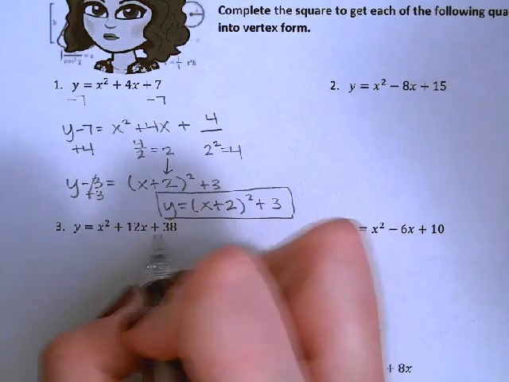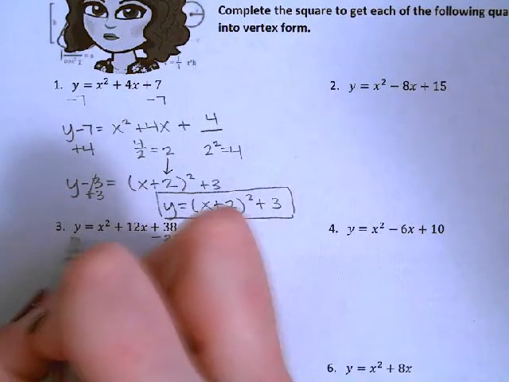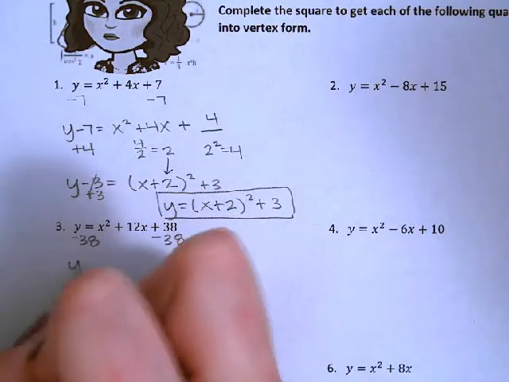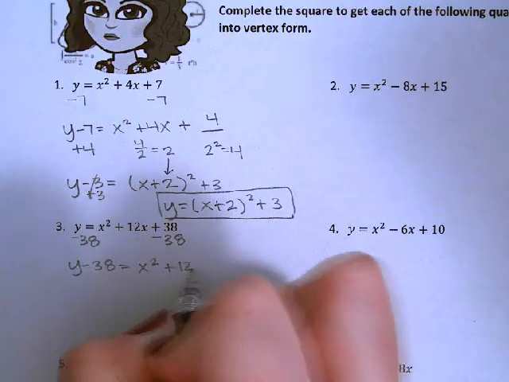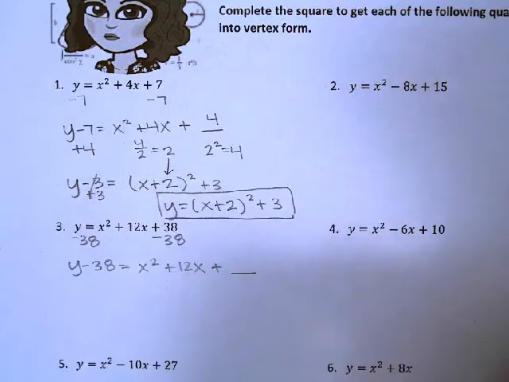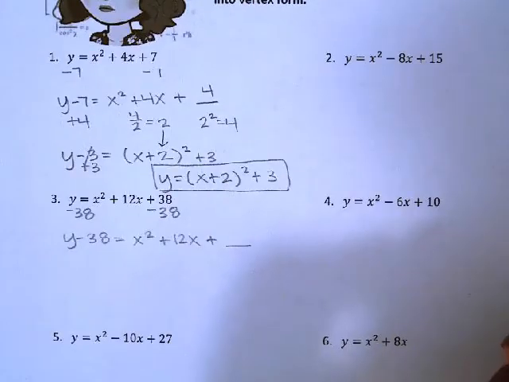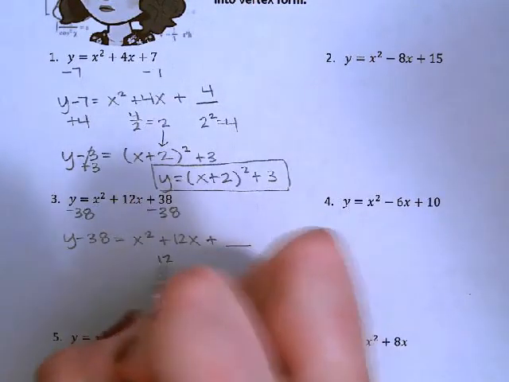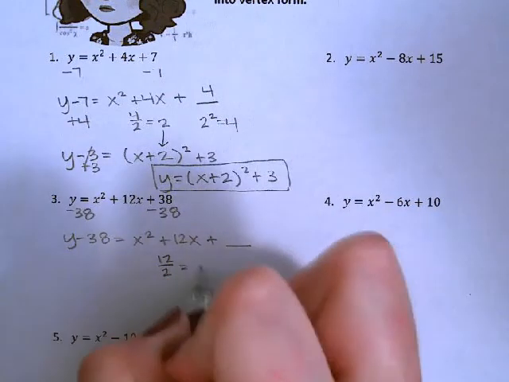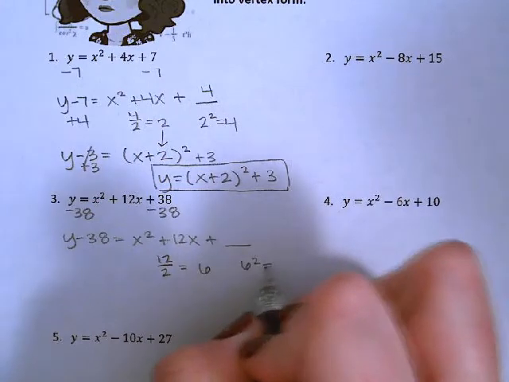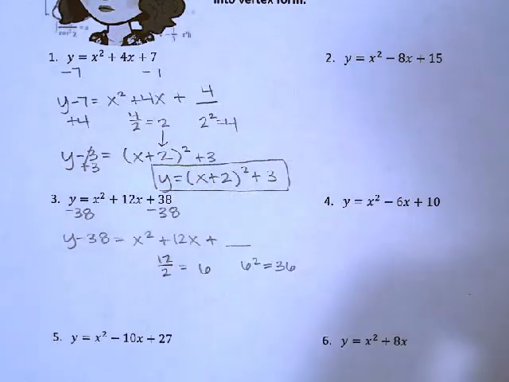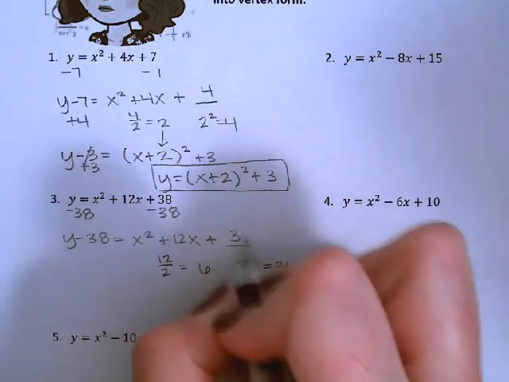All right, let's look at number 3. So first step, subtract the 38. Y minus 38 equals x squared plus 12x. I'm going to do a plus blank so that I can complete the square. 12 divided by 2 equals 6. And then 6 squared equals 36. So 36 is the number that completes the square. I'm going to put a 36 in the blank.